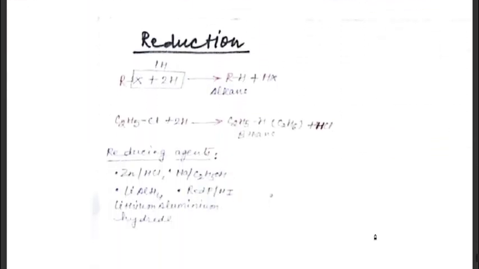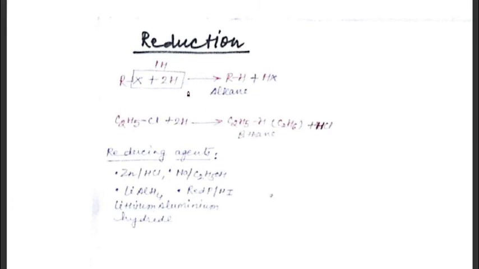Last category of reaction of alkyl halides is reduction. When alkyl halides undergo reduction in presence of any reducing agent, then alkanes are produced. Two nascent hydrogens participate in this reaction. One hydrogen combines with R and the second hydrogen combines with X, and in this way we get alkane and hydrogen halide. For example, ethyl chloride, when it undergoes reduction reaction, we get ethane, okay, C2H5H or C2H6, and HCl.